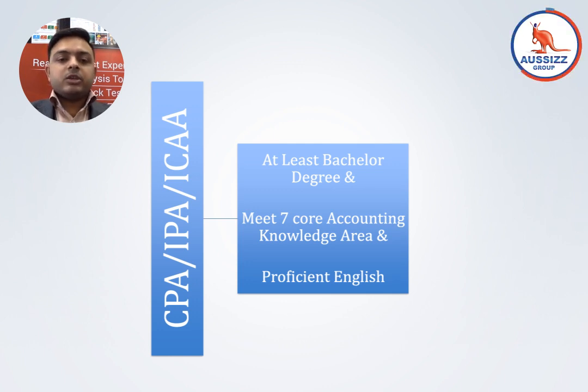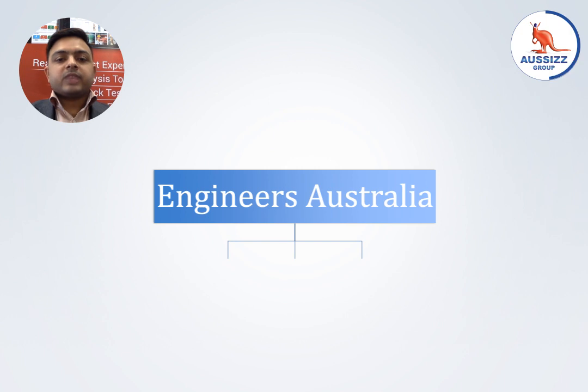So the next assessment body that we're going to discuss is Engineers Australia. Engineers Australia assesses degrees in majorly three pathways, I would say. Actually, there are more, but we have just combined them into one, three in one, so it makes it much easier for people to understand.